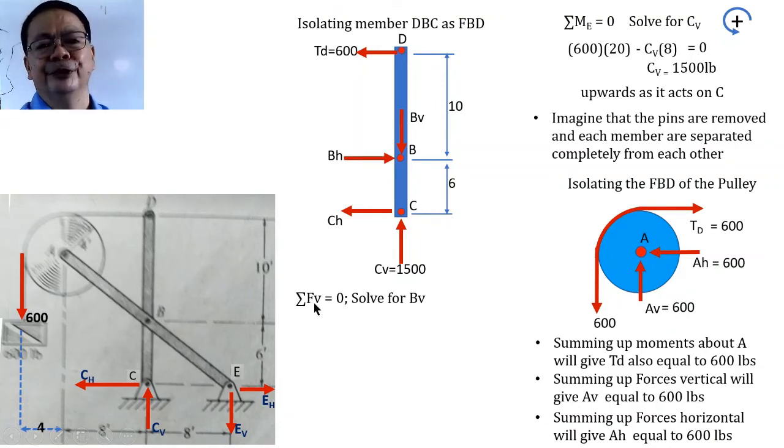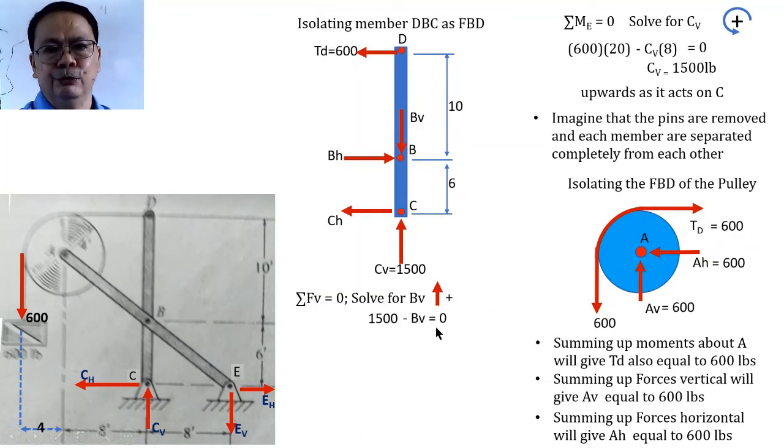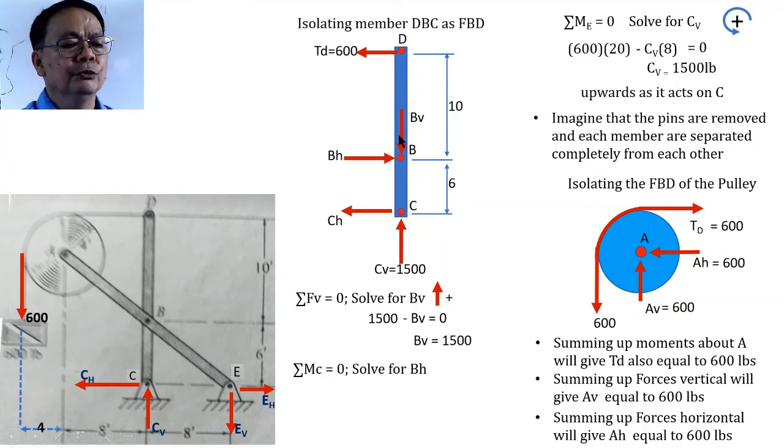sum up forces vertical. If we assume that the upward direction is positive, our equation becomes 1,500 minus B sub V shall be equal to 0. And from here, we can solve for B sub V. And it will be directed down to the right as it acts upon the member DBC.